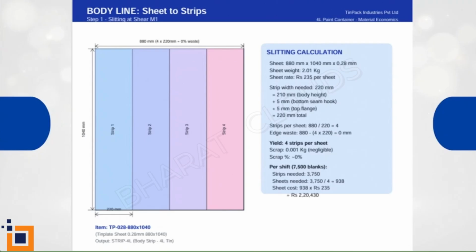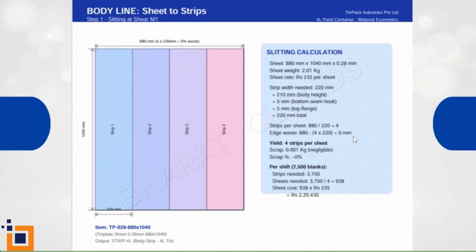The body height is 210 mm, but we need 5 mm extra at the bottom for the seam hook and 5 mm at the top for the flange. That gives us 220 mm total strip width. Now, 880 divided by 220 equals exactly 4. 4 strips per sheet, 0 edge waste.